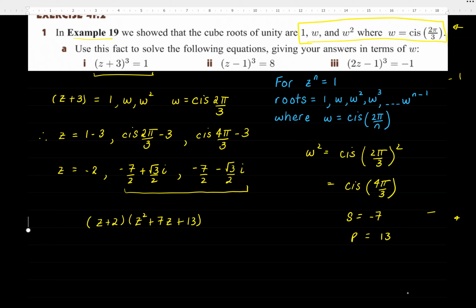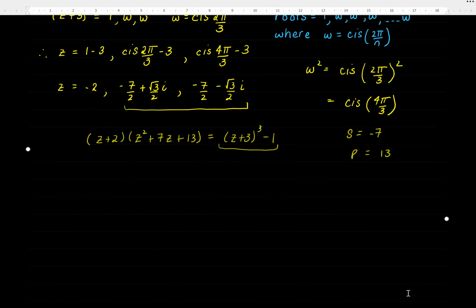So what we're saying here is that from these roots you get this factored form. And that actually means that this is equal to z plus 3 cubed take 1. So if the question had asked you, how do I factorize that using the nth roots of unity? Well, you can. If you want to check, does that actually work? You can quickly use synthetic multiplication, or you can do normal multiplication.